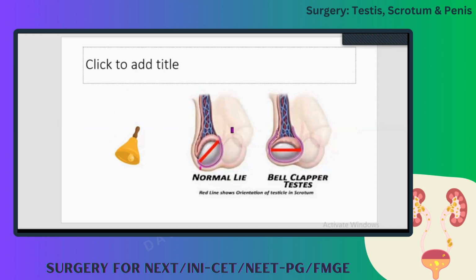See, the normal testis is like this, and the epididymis is like this. If the testis is fixed in this manner, there is no chance of torsion. But in bell clapper deformity, the testis can rotate. Once it rotates, the blood supply will be cut off. There will be edema, which aggravates it again. So if this bell clapper type of deformity is there, there is a high chance that torsion of the testis will occur.